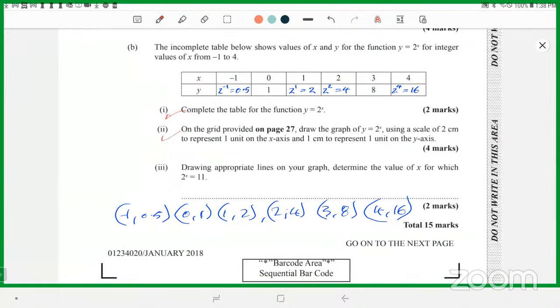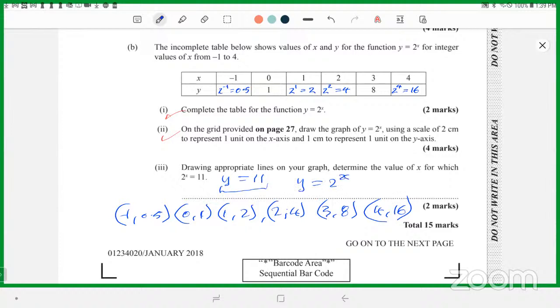The next part now says we are to draw an appropriate straight line. By drawing an appropriate straight line, determine the value of x for which 2 to the x is equal to 11. Now, what does this mean? It really means that you want where the y value is equal to 11 on the curve. Because remember, the curve is y equals 2 to the x. You want where y is equal to 11. So the line to draw is y equals 11.